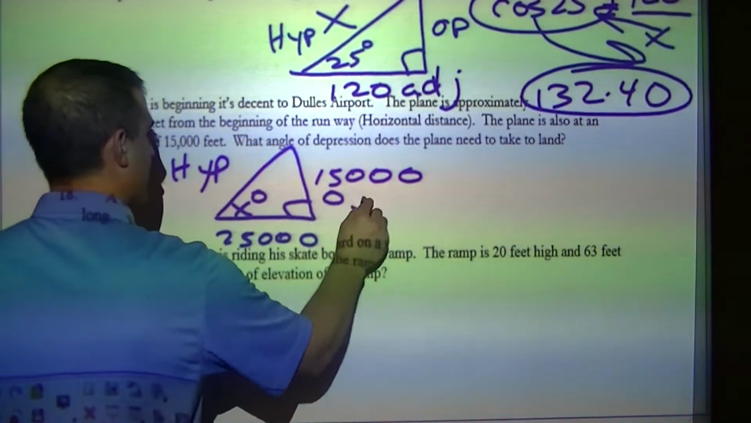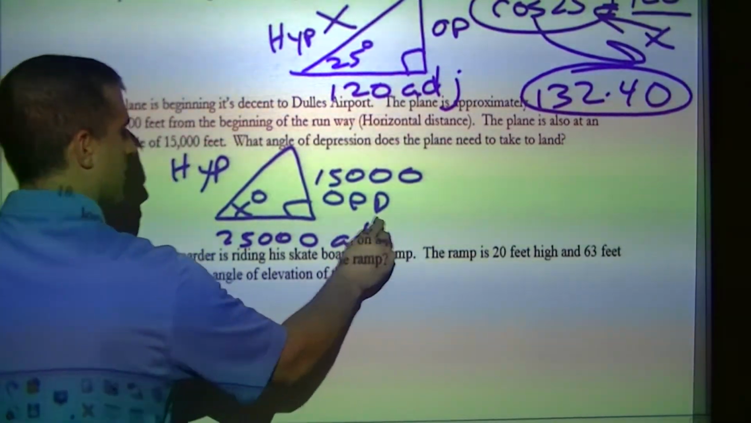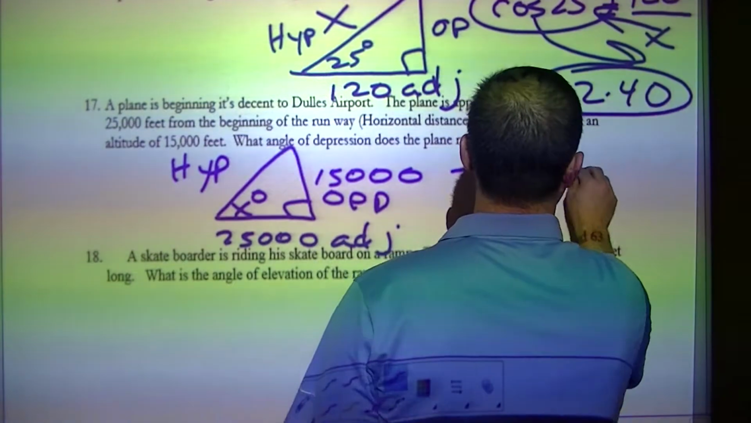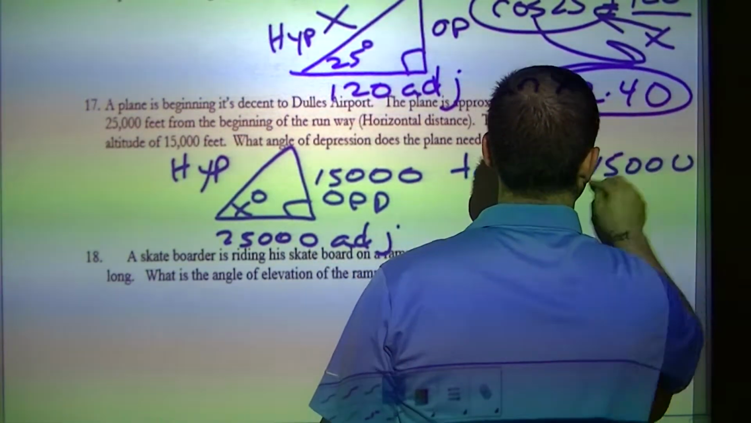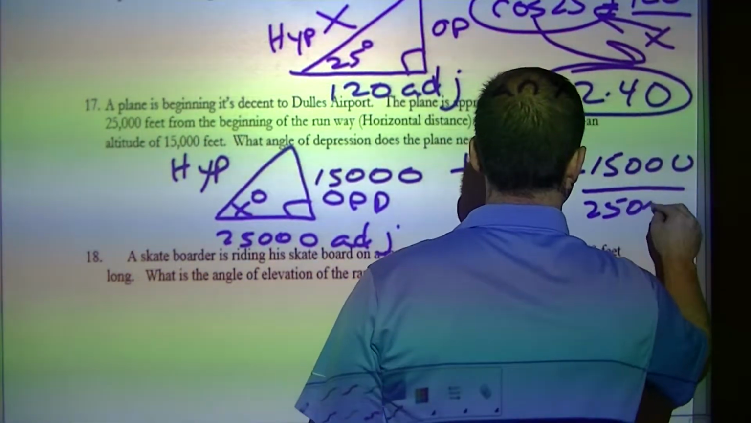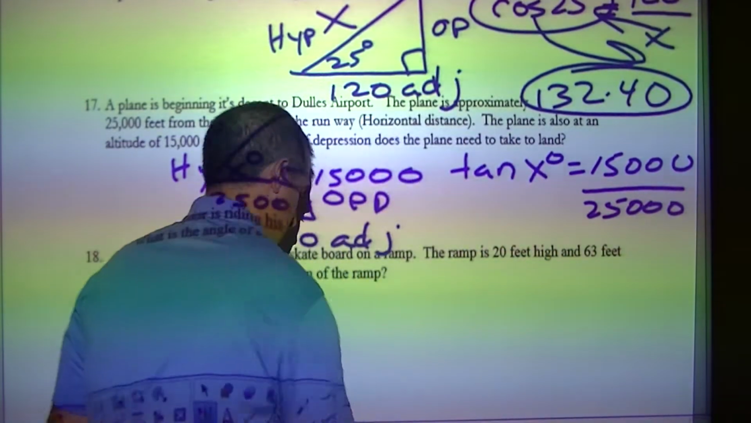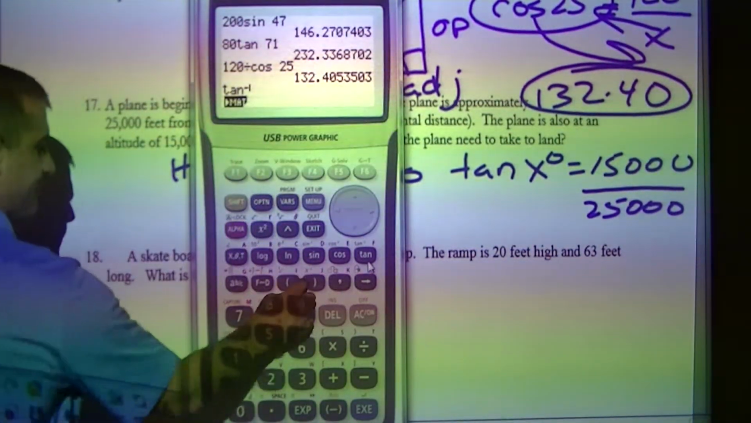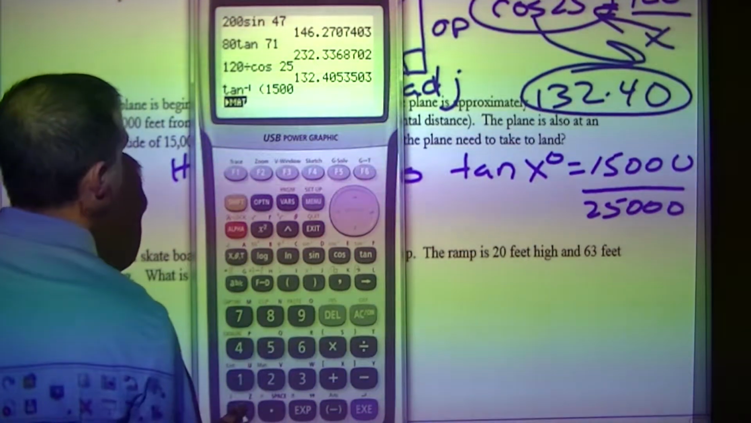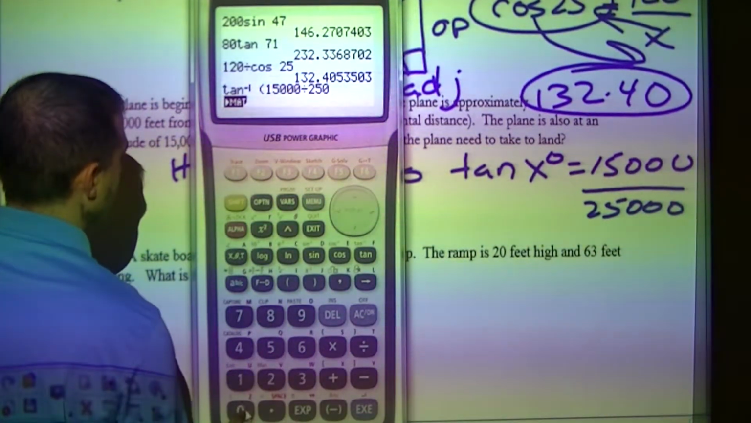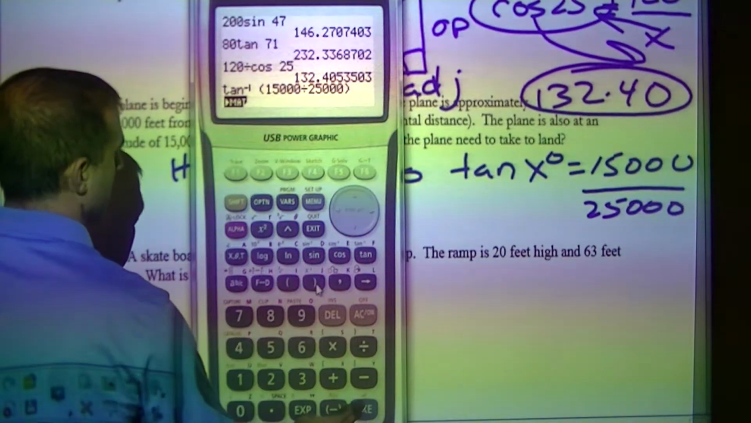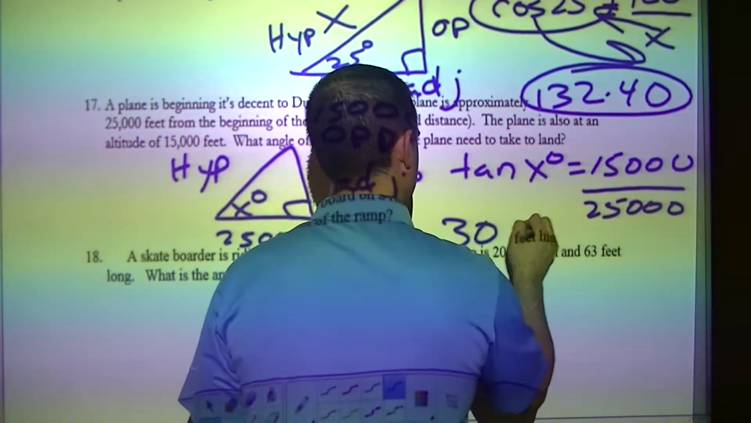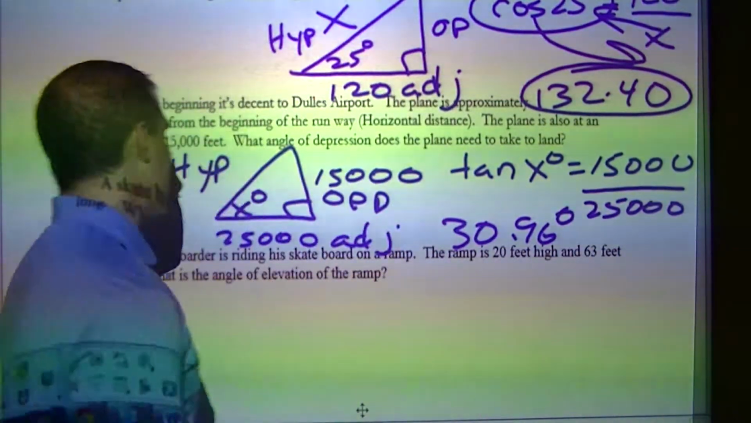Hypotenuse, opposite, adjacent. The two I have there are tangent. So tangent of the angle I'm trying to find is 15,000 over 25,000. So I'm doing inverse tan there, or tan negative 1 of 15,000 divided by 25,000. That's 30.96 degrees. That is my answer there.